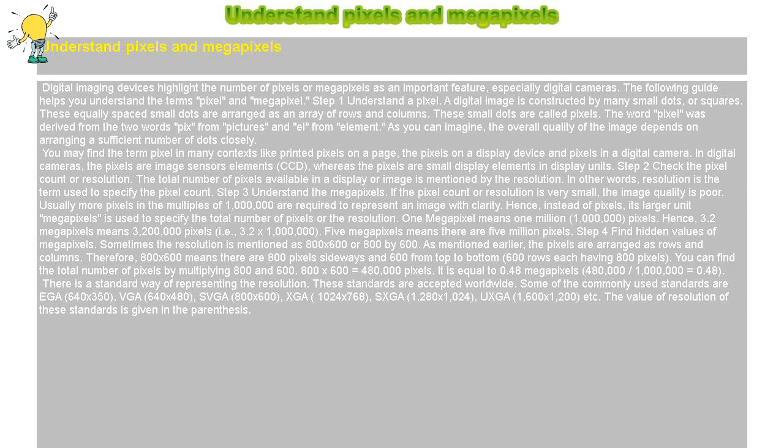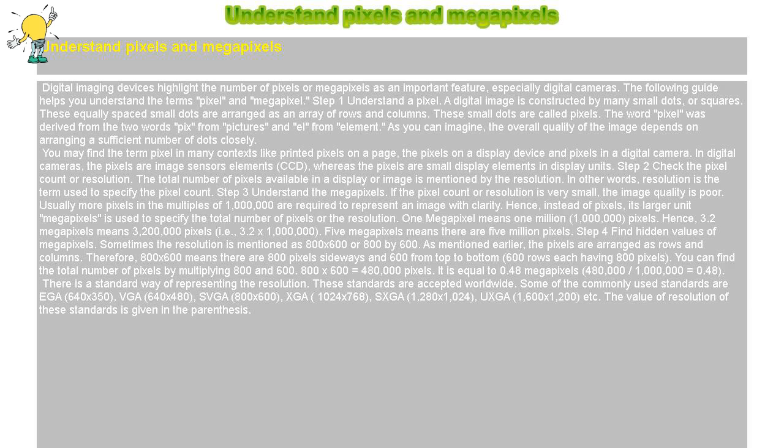As you can imagine, the overall quality of the image depends on arranging a sufficient number of dots closely. You may find the term pixel in many contexts, like printed pixels on a page, the pixels on a display device, and pixels in a digital camera. In digital cameras, the pixels are image sensor elements, CCD, whereas the pixels are small display elements in display units.